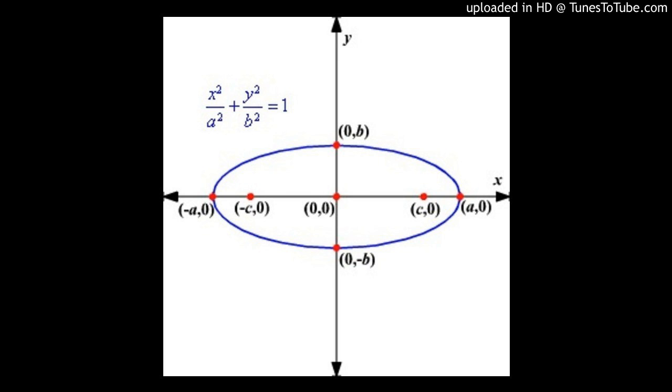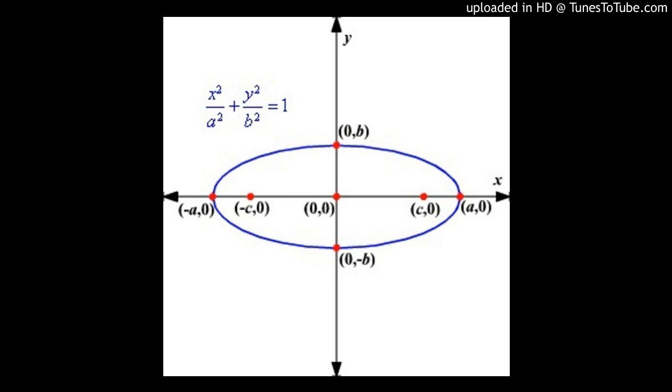Equations of directrices. Here directrices will be parallel to x-axis. So the equations will be y is equal to b upon e and y is equal to minus b upon e. Vertices are capital A comma 0, capital A dash minus A comma 0, B 0 comma B and B dash 0 comma minus B.